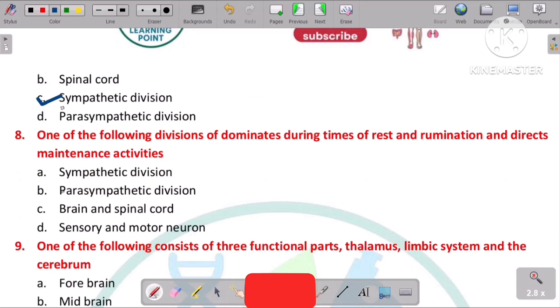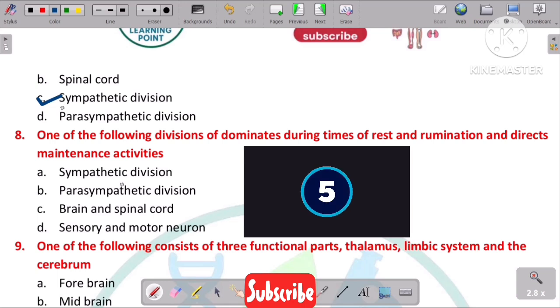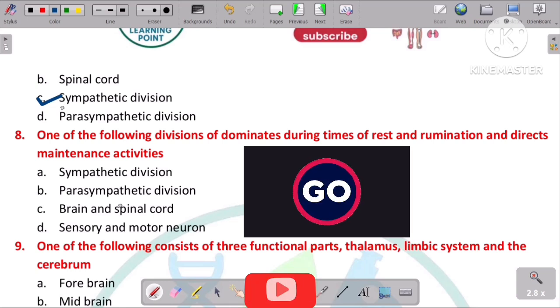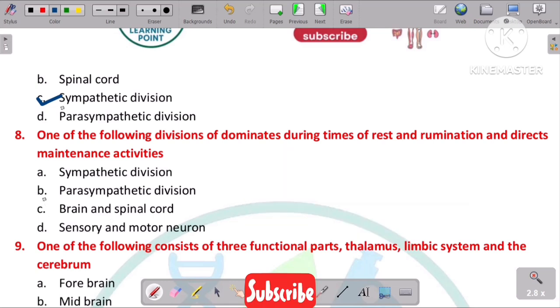So the next question is: which one of the following divisions dominates during times of rest and rumination and digestion, maintenance activities? So the options are. So the right option is option B, parasympathetic division.